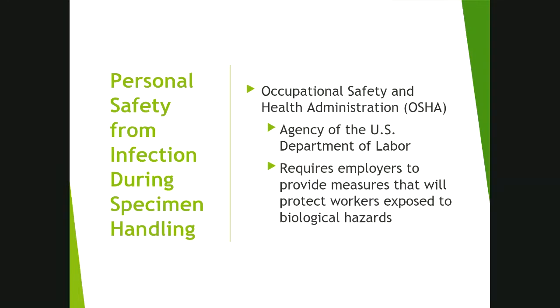OSHA is the agency of the U.S. Department of Labor that requires employers to provide measures that will protect workers exposed to biological hazards. So, for example, in our field of phlebotomy, they pay for and recommend we get the hepatitis B vaccine. They will also cover us in case of any type of needle stick injury. But they also regulate making sure our equipment is safe and we dispose of it properly.